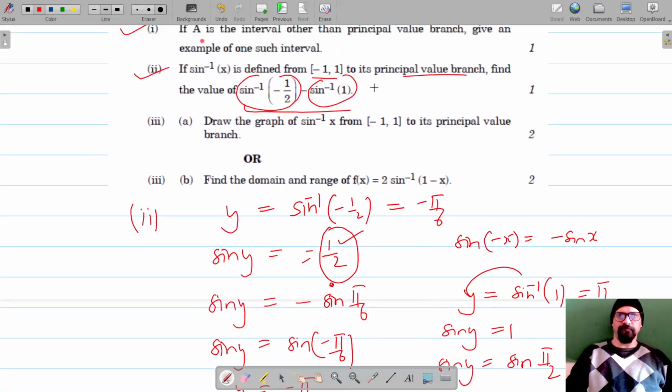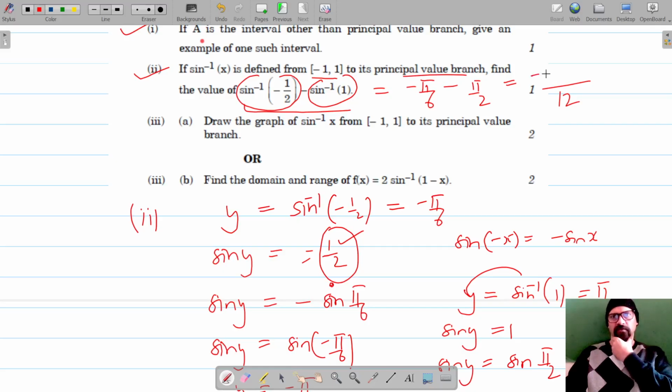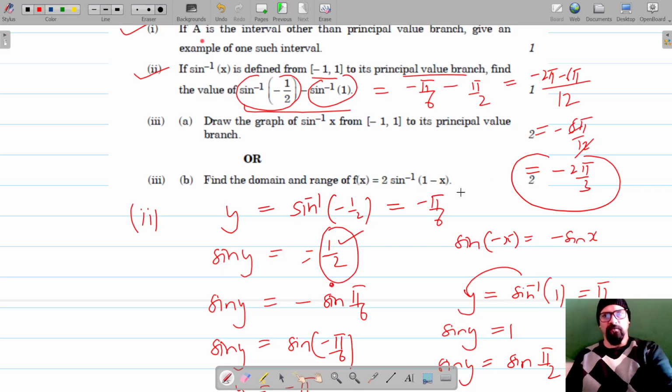So I can write this as sine inverse negative half, which is minus pi by 6, minus sine inverse 1, which is pi by 2. I can take 12 as the LCM. So this is minus 2 pi minus 6 pi, which is minus 8 pi by 12, and this is now equal to minus 2 pi by 3. So this has been validated to the value minus 2 pi by 3.